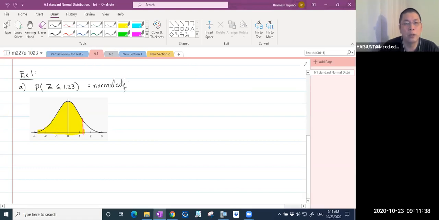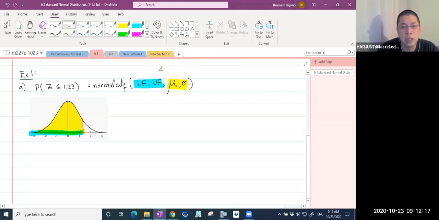The notation will be: you need to see this event in an interval using interval notation. For that interval notation, the first number will be the lower fence. The second number will be the upper fence. The third number will be the mean. The fourth number will be the standard deviation. Now, the standard normal distribution is normally distributed with mean equals 0 and standard deviation equals 1. Therefore, the variance equals 1.